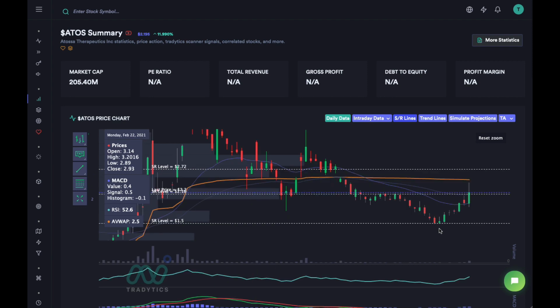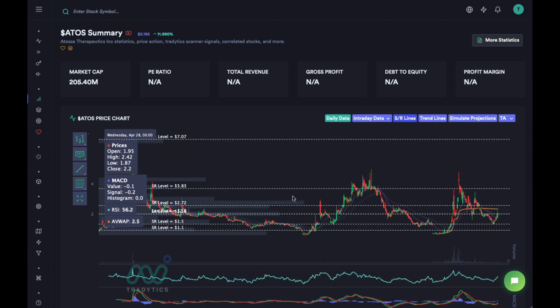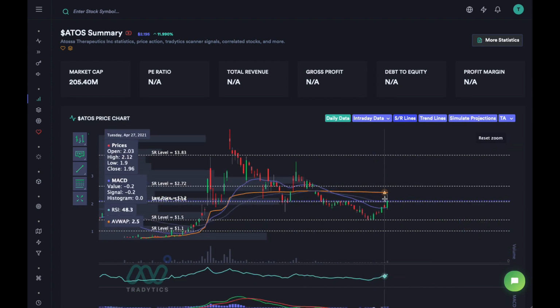Let me zoom this out. And we actually went back. But if you look closely, you'll see that we closed above the resistance line, which means we have finally broken the resistance. And now you might understand why the tool has given a bullish prediction. There was a strong resistance here. We touched this resistance many times and we finally broke that resistance today, which is why the tool might now assume that we are going to go up from here.